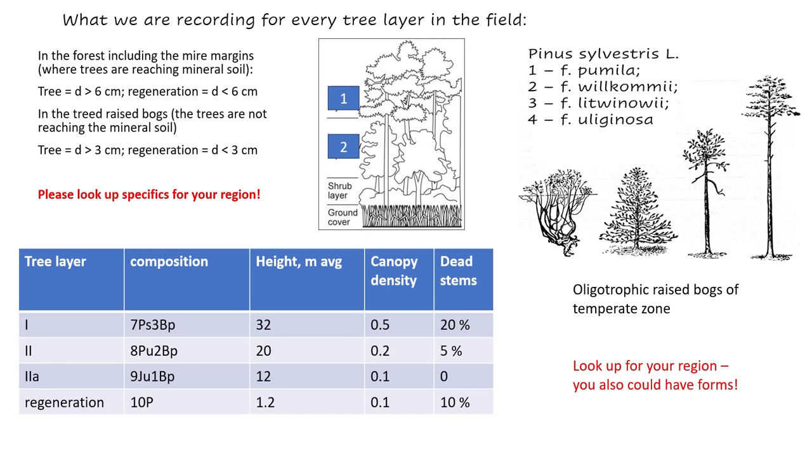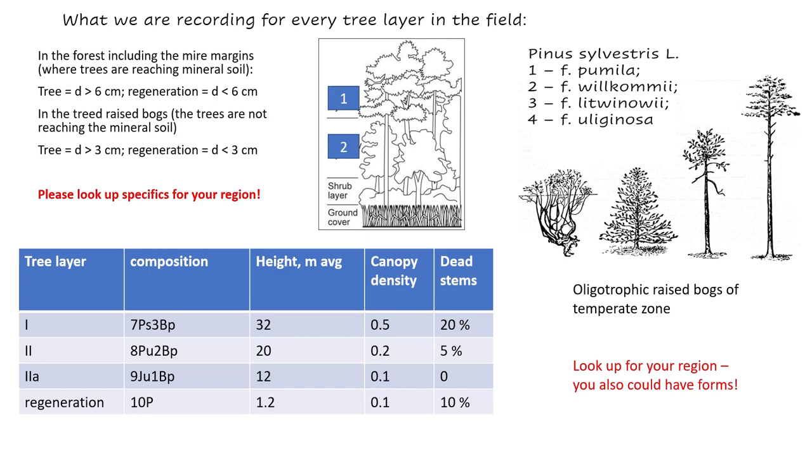what is the particularity for peatlands? In the forest, including the bog margins, where trees are reaching the mineral soil, the rule is that a tree is everything that has a diameter of more than 6 centimeters. What is less is described as the tree regeneration layer. In the raised bog, where the trees are not reaching the mineral soil, the tree starts from a smaller diameter, 3 centimeters.